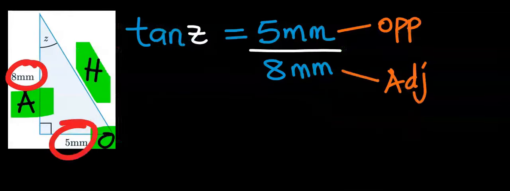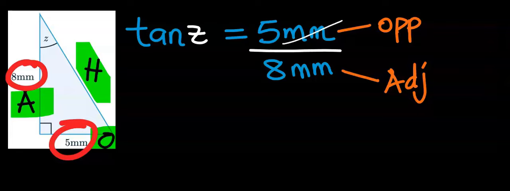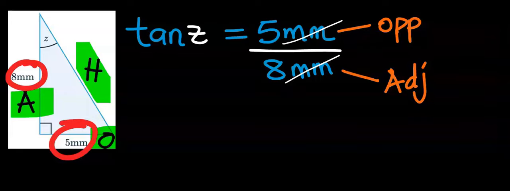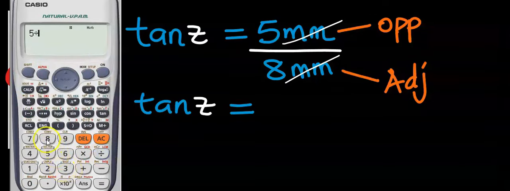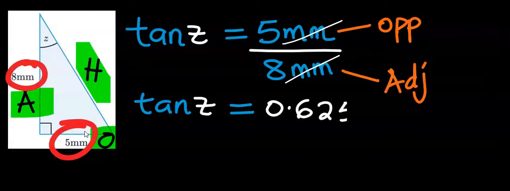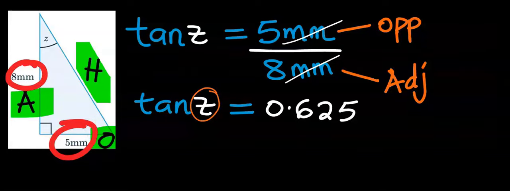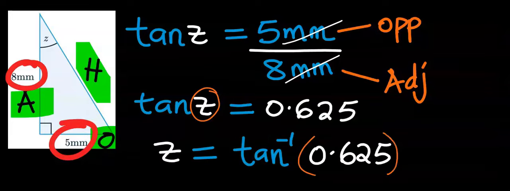For a missing angle, we're going to use the tan ratio. Here, millimeters will take away millimeters. Next, 5 divide by 8. If we change this to decimals, we're going to have 0.625. Next, we are looking for the angle Z. Hence, tan will move to the other side. And on the other side, tan will become tan inverse.